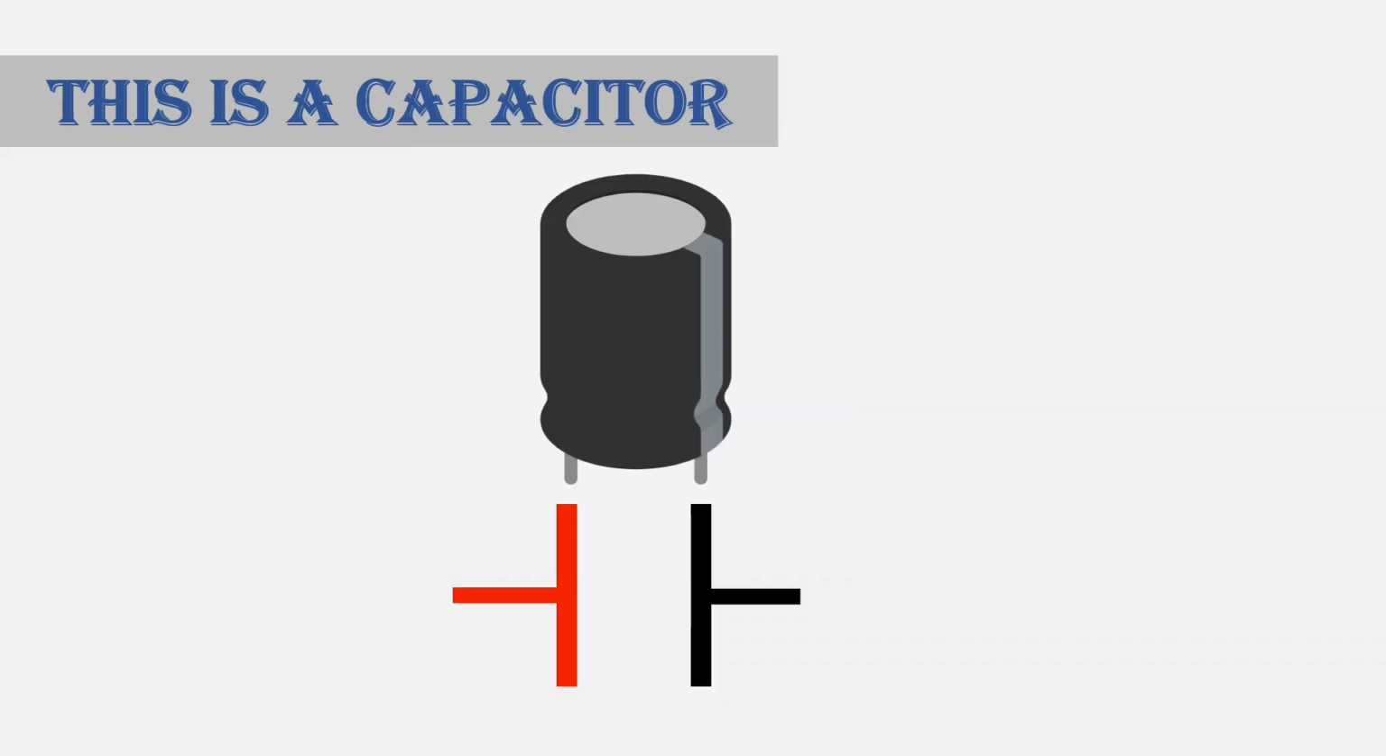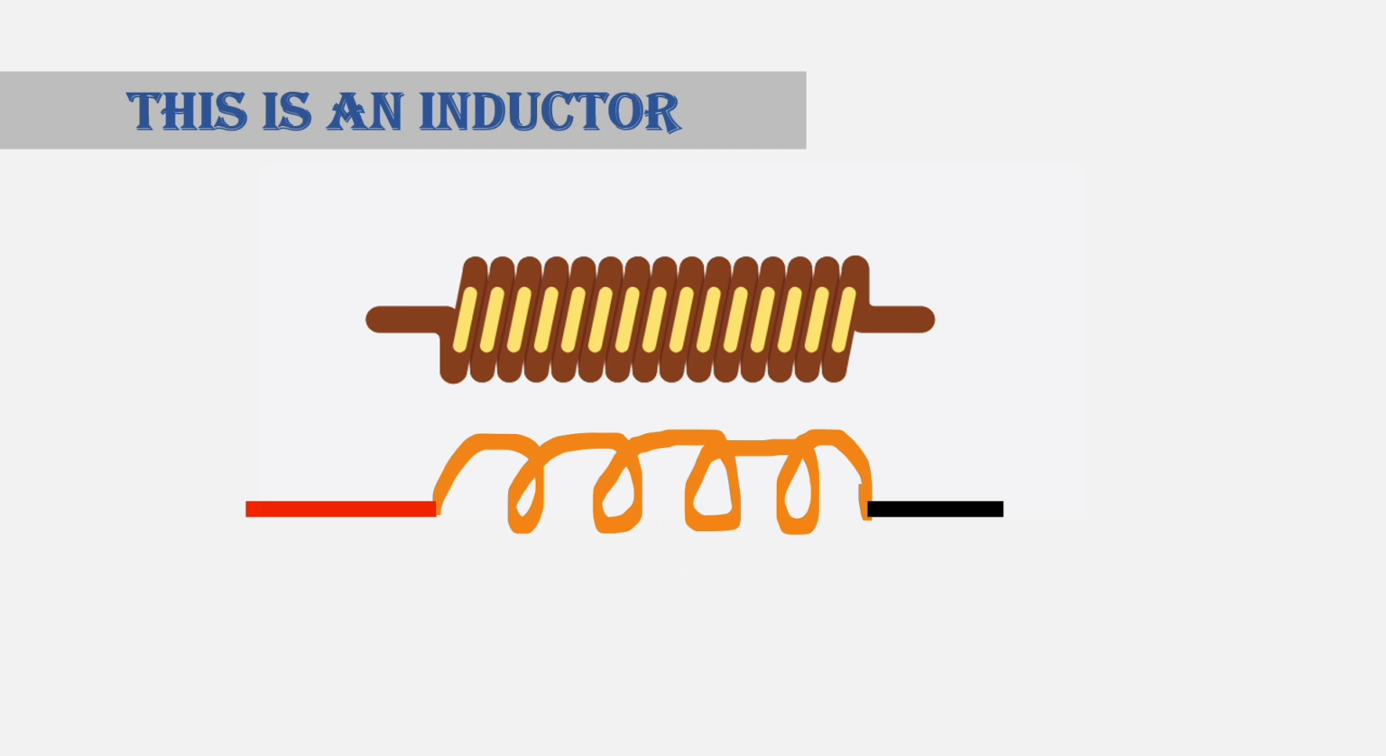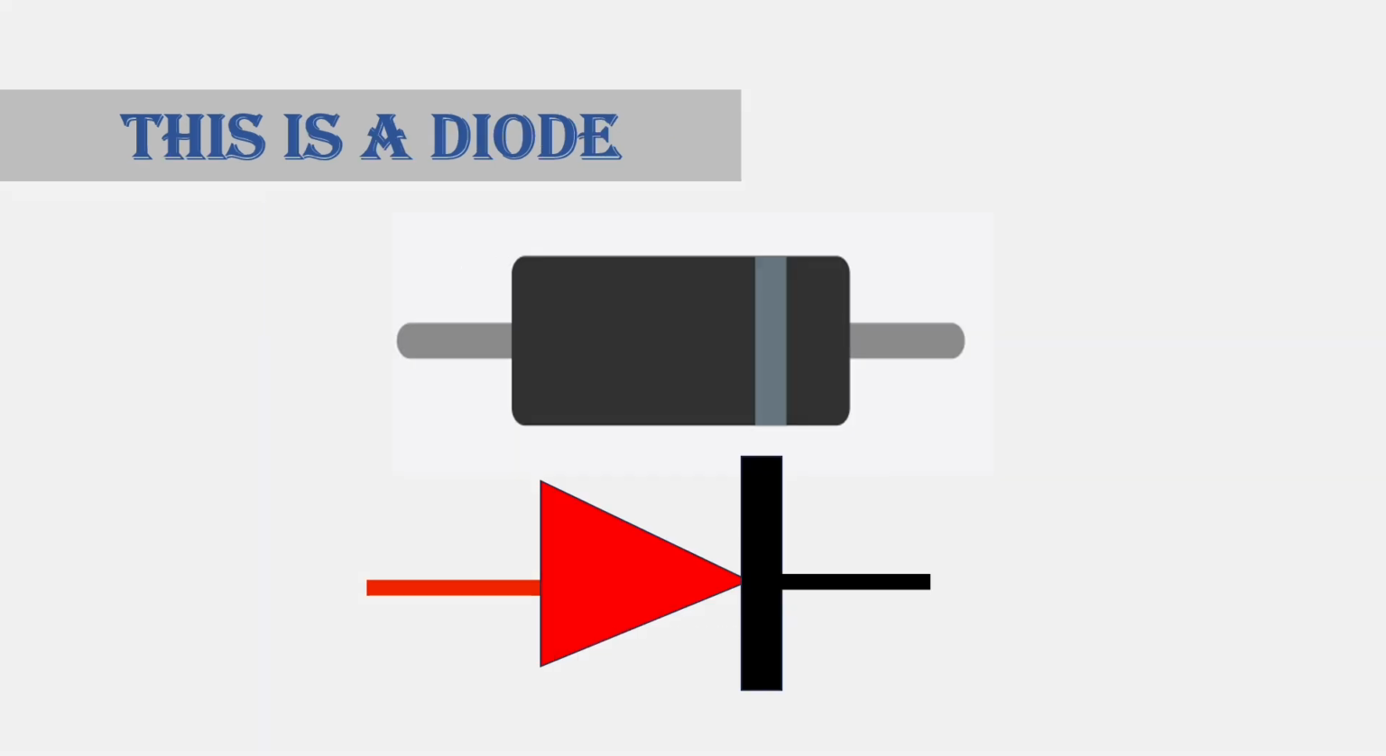This is a capacitor that stores electrical energy or charges on plates in an electric field. Its unit is farad. The symbol is two vertical lines representing plates. This is an inductor that stores electrical energy in twisted rings of conductor called a solenoid, in the form of a magnetic field. Its unit is Henry. The symbol is twisted copper ring lines.